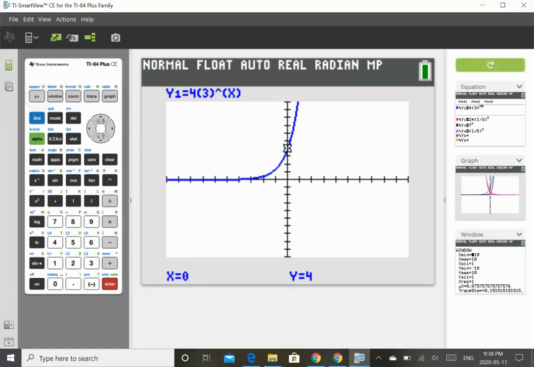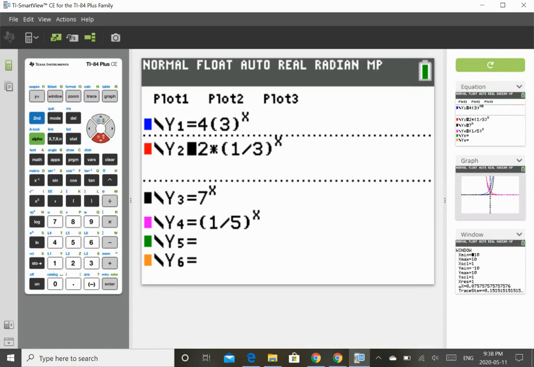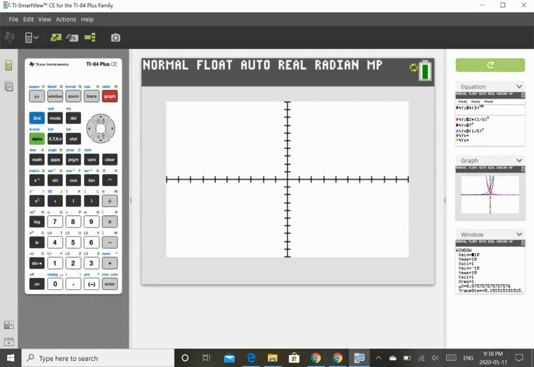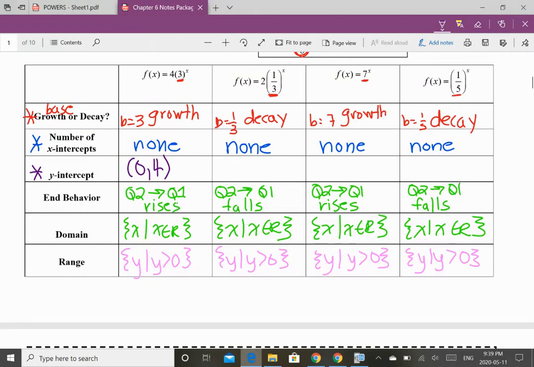Let's look at the next guy. So we're going to turn this one off, and let's look at our second function. 2 times 1/3 to the power of x. Let's graph that one. Exponential decay, there it goes, looks good. We're going to hit trace and put in 0 for our x value. Our y value is 2. So we have our y-intercept at positive 2. So let's write that down.